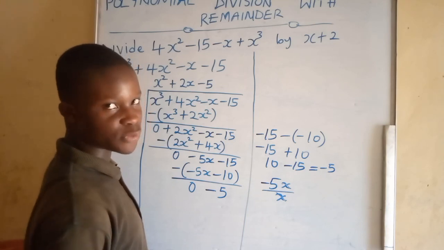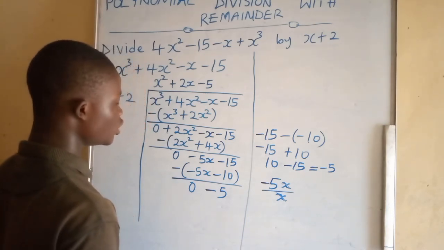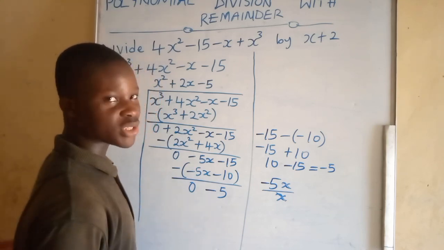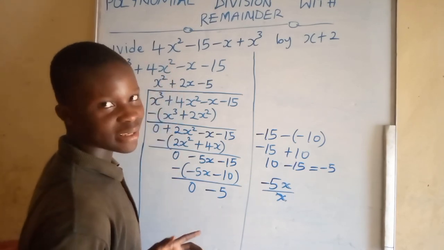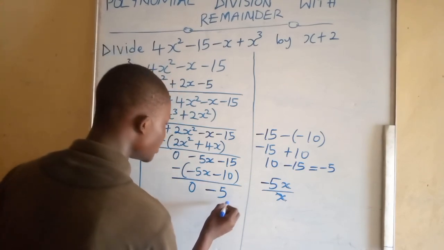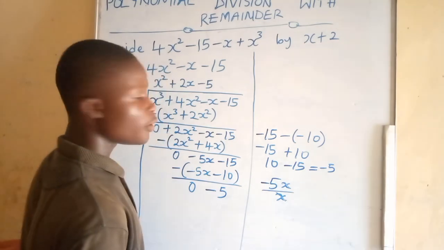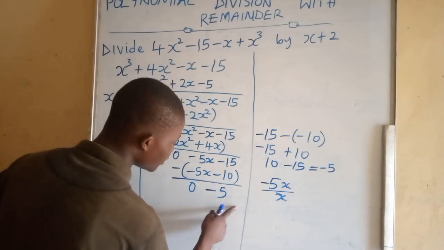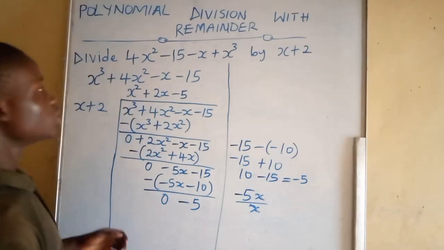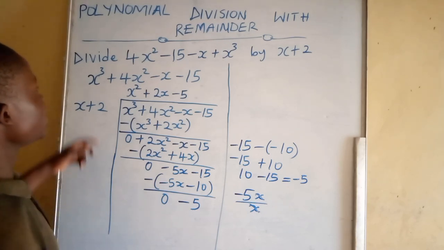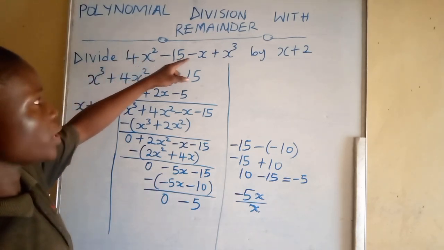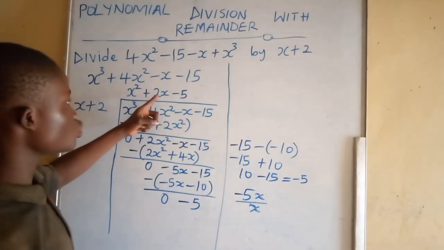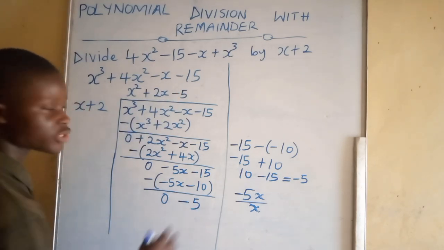This is what I was saying in the last video, that there are some instances in which you will have a figure here. Yesterday it was a polynomial without remainder. Without remainder means that at this point you will be left with 0. But here is a polynomial division with remainder. Here we are having a remainder, which is minus 5. Therefore, the solution of dividing 4x squared minus 15 minus x plus x cubed by x plus 2 will give us what? x squared plus 2x minus 5, remainder minus 5.